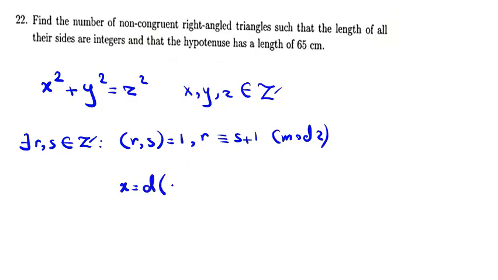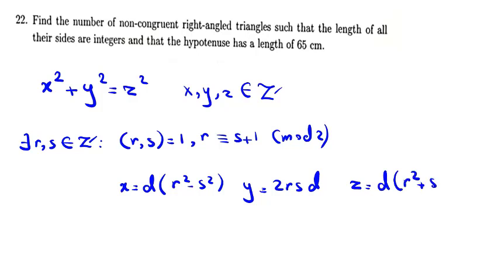Then we can prove that x equals d times (r squared minus s squared), the other one is 2rsd, and z equals d times (r squared plus s squared). So this is an important theorem in number theory.